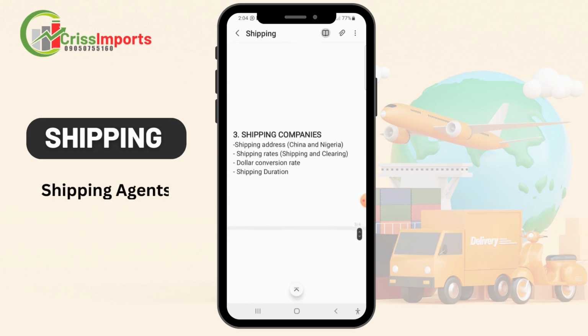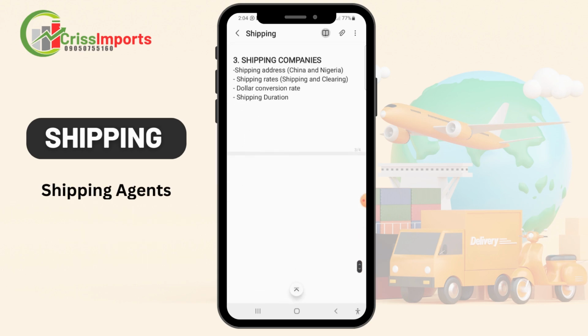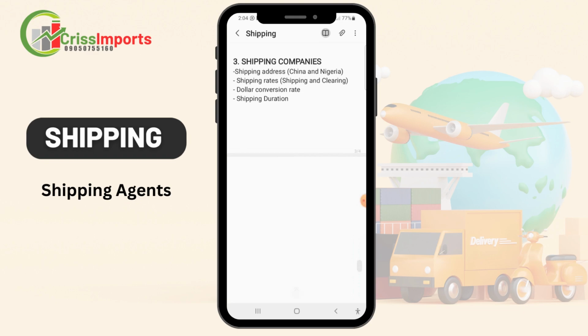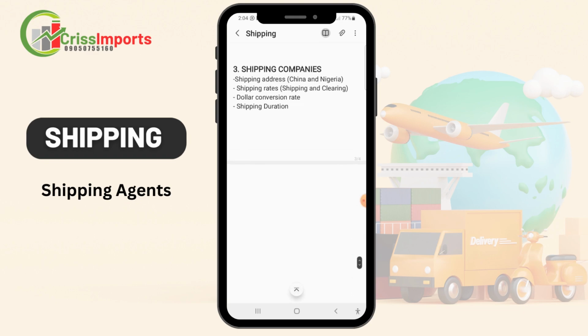Then finally, we'll talk about the shipping companies. What are the shipping companies? How do you work with them? For you to ship, you must ship through a shipping company, okay? There are so many shipping companies available. There are thousands of them. So you have to choose the one you're working with. Even every day, new ones come out on a daily basis.